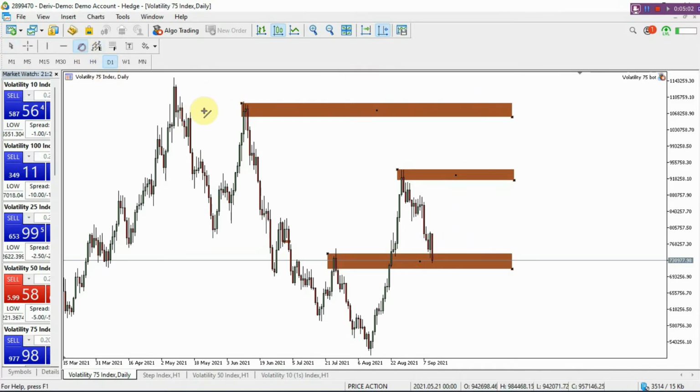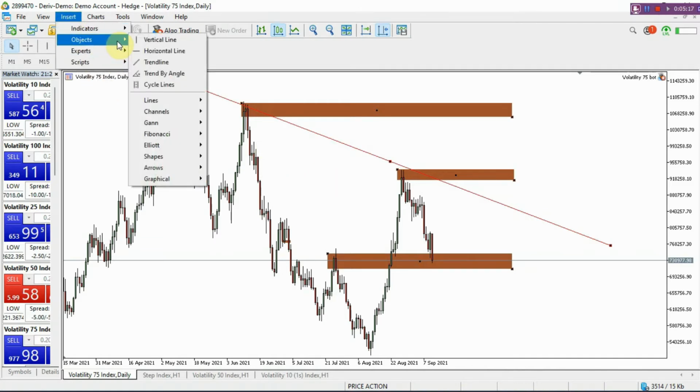Or we can draw a little downtrend here, and we can see price making a downtrend here. And what does that mean? I see a potential point here once more coming. Let me just mark this out.